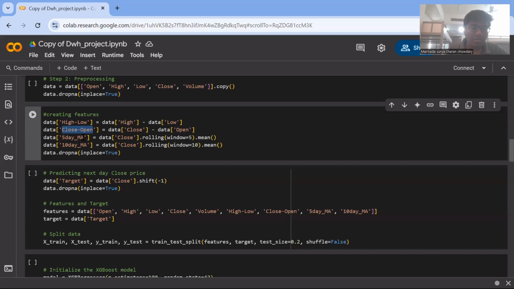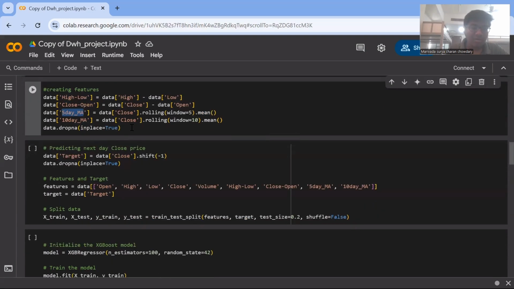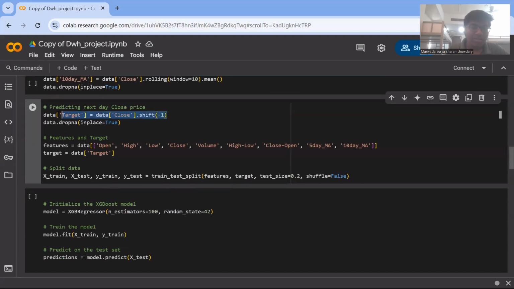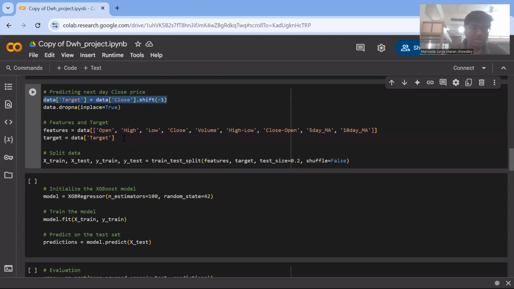Again, we have used a 5 day moving average and a 10 day moving average, and we have done data pre-processing. Now let us define the target. Target we have defined as the next day's closing price, and we have done data pre-processing. Now let us define features. Here we have defined features as open, high, low, closing price, volume, high minus low, close minus open, 5 day moving average and 10 day moving average. And we have defined our target as the next day's closing price.